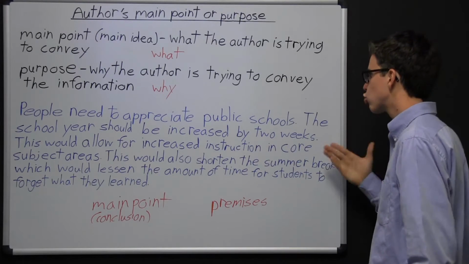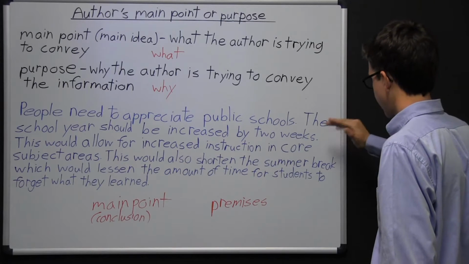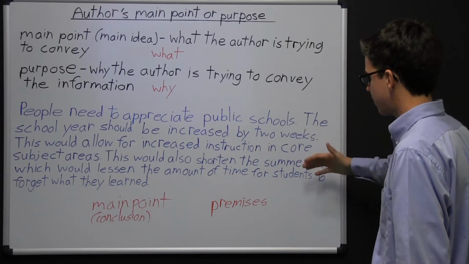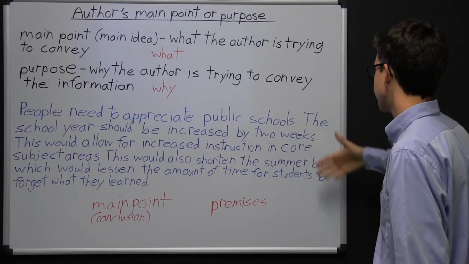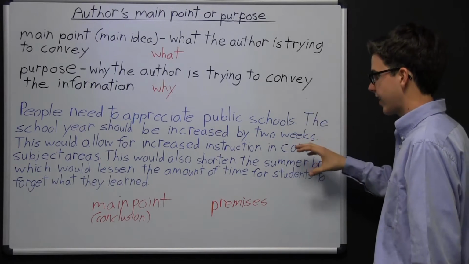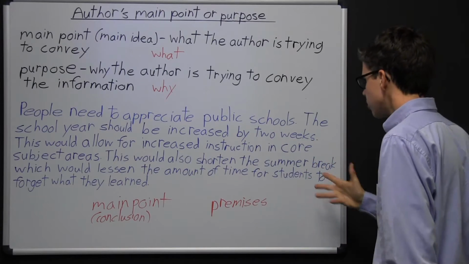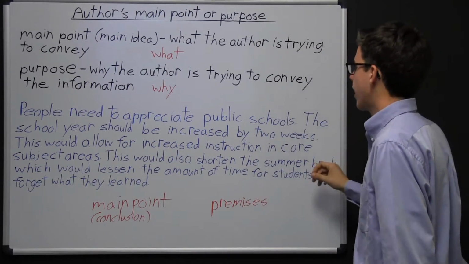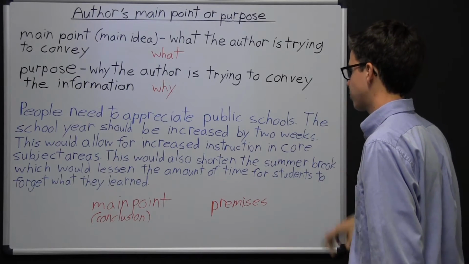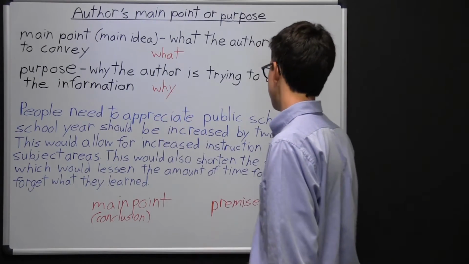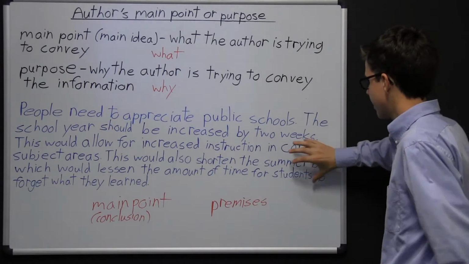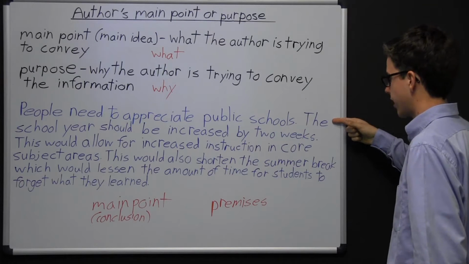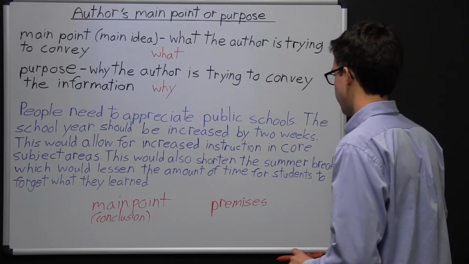The next sentence says the school year should be increased by 2 weeks. Could that be a main point? Absolutely. Now, remember, a main point needs to have premises, things to back it up, facts, figures, arguments, anything like that to back it up. So, these next two sentences talk about why it'd be good to increase the school year by 2 weeks. They don't talk about why people need to appreciate public schools more. So these last two sentences are basically premises backing up this sentence right here, saying the school year should be increased by 2 weeks.